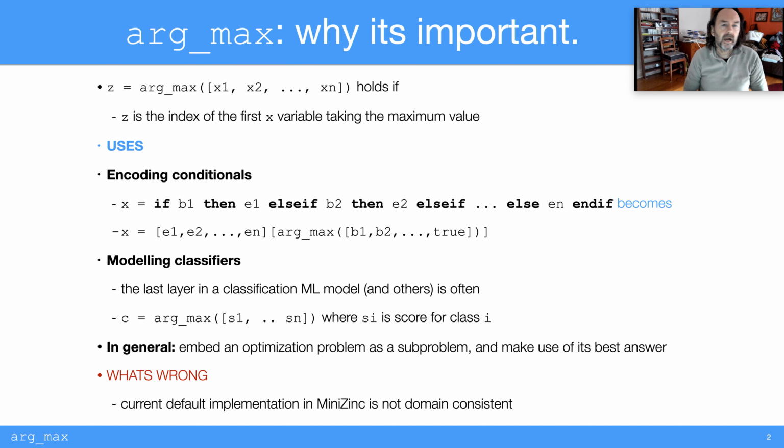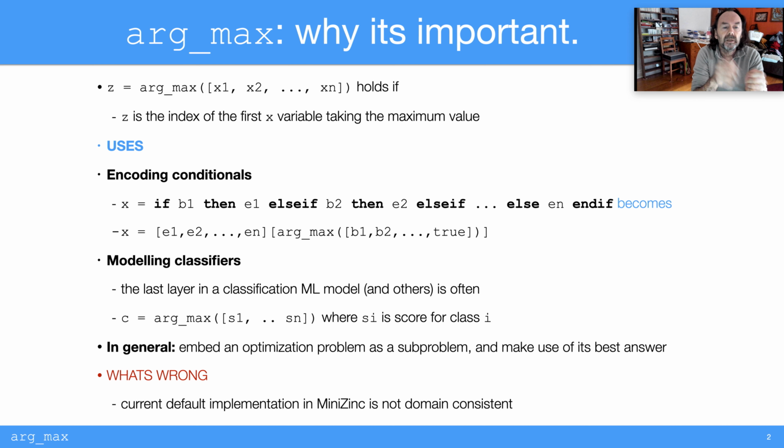So what is the argmax constraint and why is it important? The argmax constraint we use is this example here: Z is the argmax of x1 to xn. And what that is meant to mean is that Z is the index of the first position where the x variable takes the maximum value. That first position is important because it makes it a function, and particularly for the first usage of argmax, which we'll talk about now, which is in encoding conditionals.